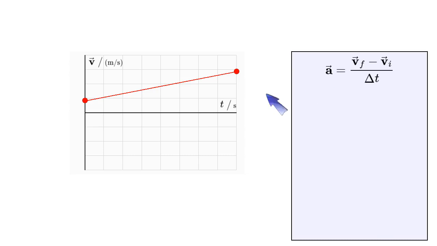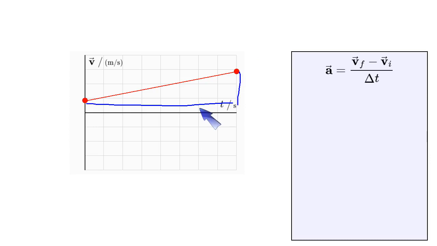In math class, you would call this the slope of the graph. The denominator, the delta t, represents the run of the graph. The numerator, the final velocity minus the initial velocity, is the rise of the graph. And when we divide rise by run, that gives us the slope of the graph.